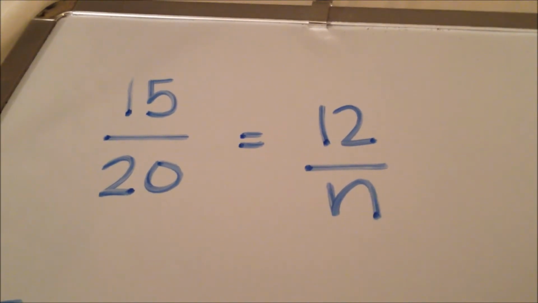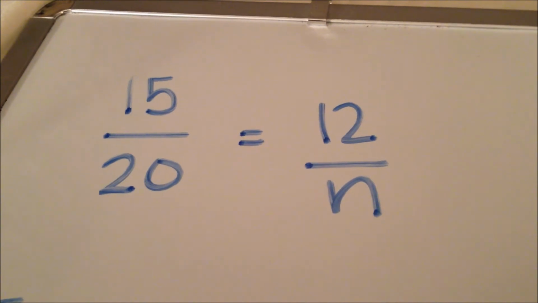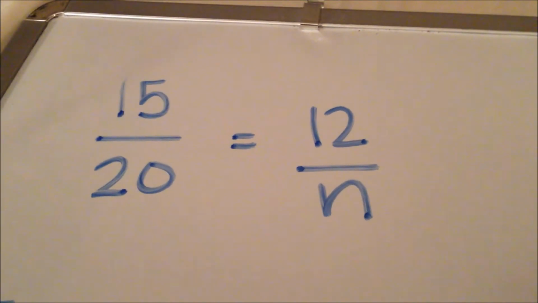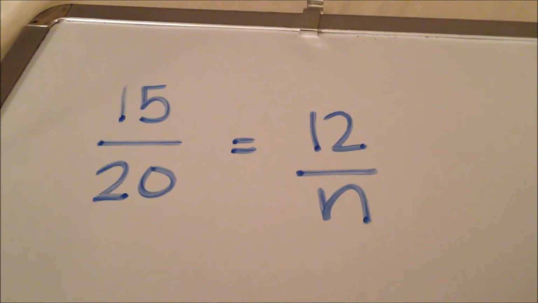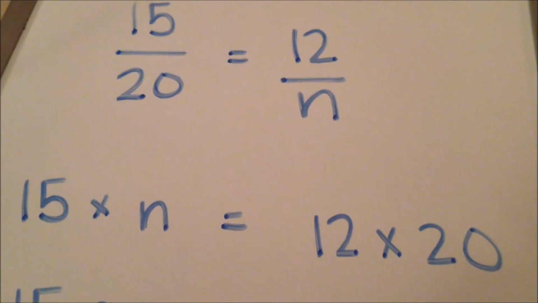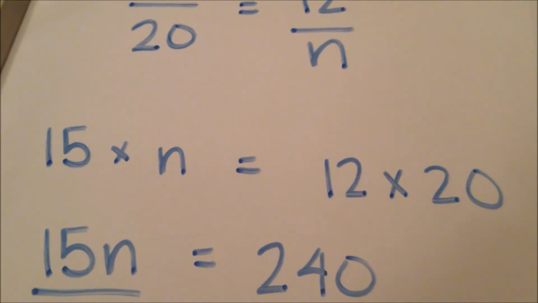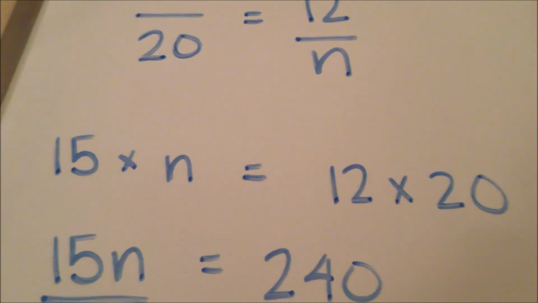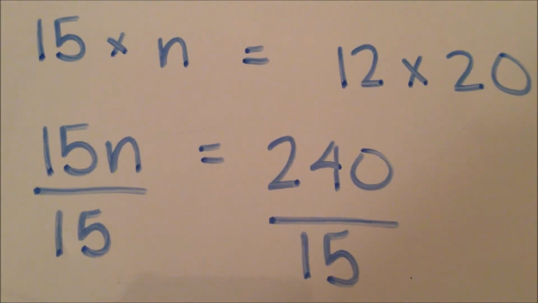One more example. 15/20 equals 12/n. Again, this is not as easy of a problem because 15 and 12 are not directly related in terms of division. Let's cross multiply. 15 times n equals 12 times 20. And then we have 15n equals 240. To get n by itself, you have to divide by 15 on both sides of the equation.